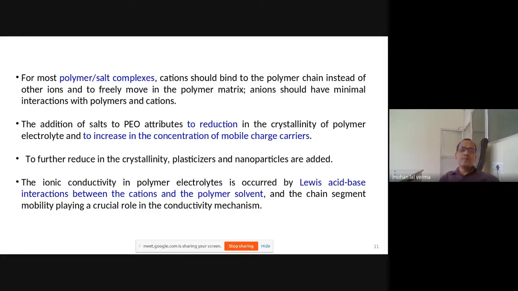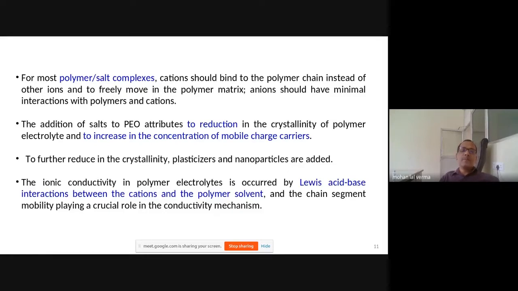Some theory also shows that there is an interaction between the ions and the oxygen part of PEO, and there is a hopping model, where by jumping from one oxygen to another, the lithium, sodium, or silver ions start moving and the conductivity is enhanced. So this is the basic mechanism related to conductivity enhancement of PEO and PEO-based solid electrolytes. This is the motivation of our study.